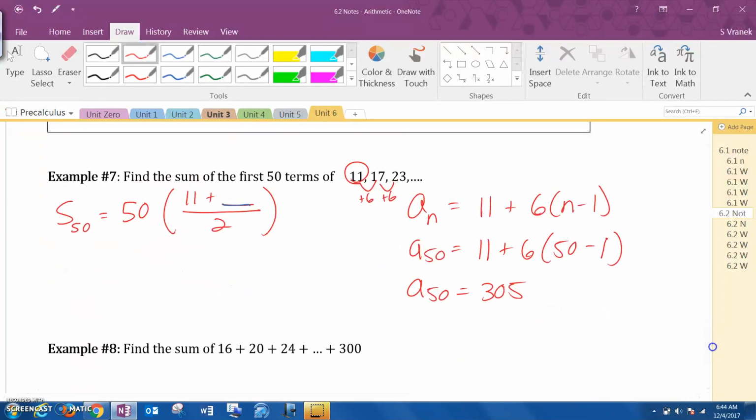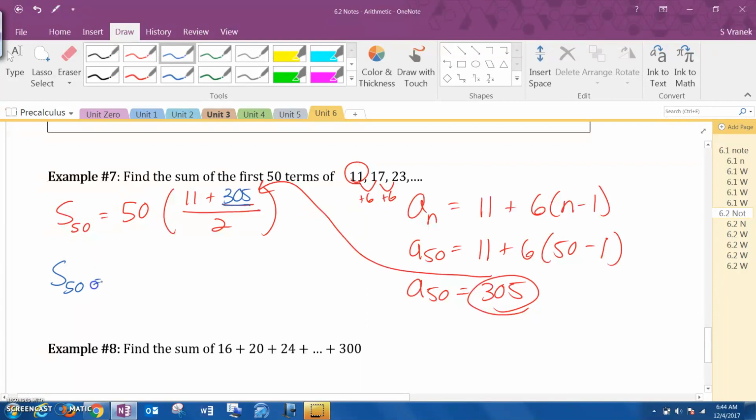Now that I know where this ends, I can complete the sum. So I'm going to put the 305 right here. Now I can find the sum of the first 50 terms. It's 50 times 11 plus 305 divided by 2. So it's 50 times 158, which is 7,900. So if we took every single term and added them up from this term to the 50th term, it would add up to 7,900.